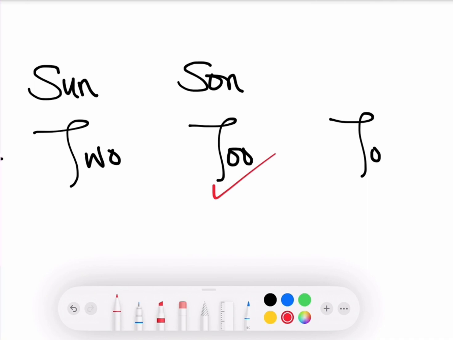The third case is TO. For instance, you could say I am going to school. That is where you use that TO. So these three, as you can see, sound the same but have different spellings.